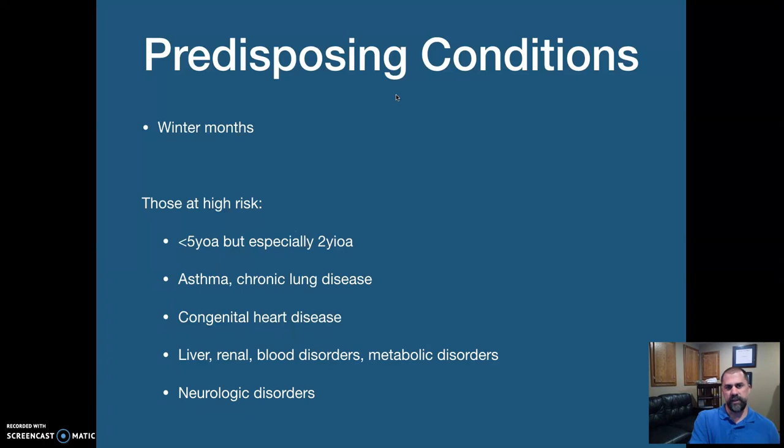Predisposing conditions, so you're going to see influenza in the winter months. Patients who are at the highest risk are those less than 5, but especially less than 2 years of age. Patients who have asthma or chronic lung disease, heart disease, liver, renal, blood disorders, metabolic disorders, or neurologic disorders will be at high risk.